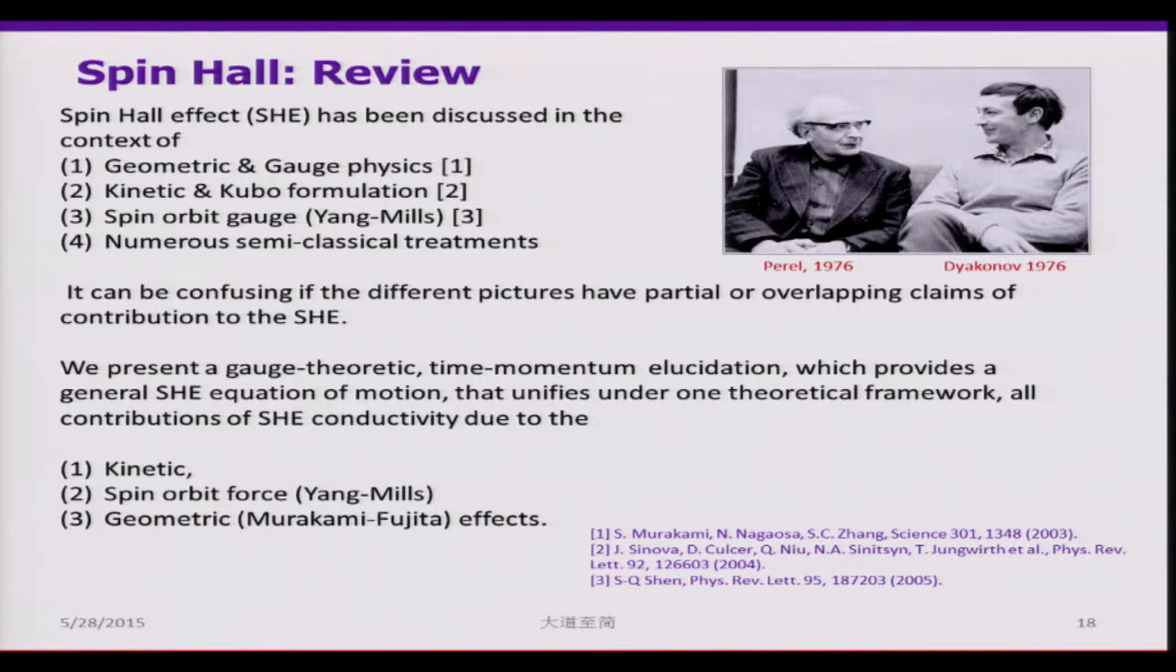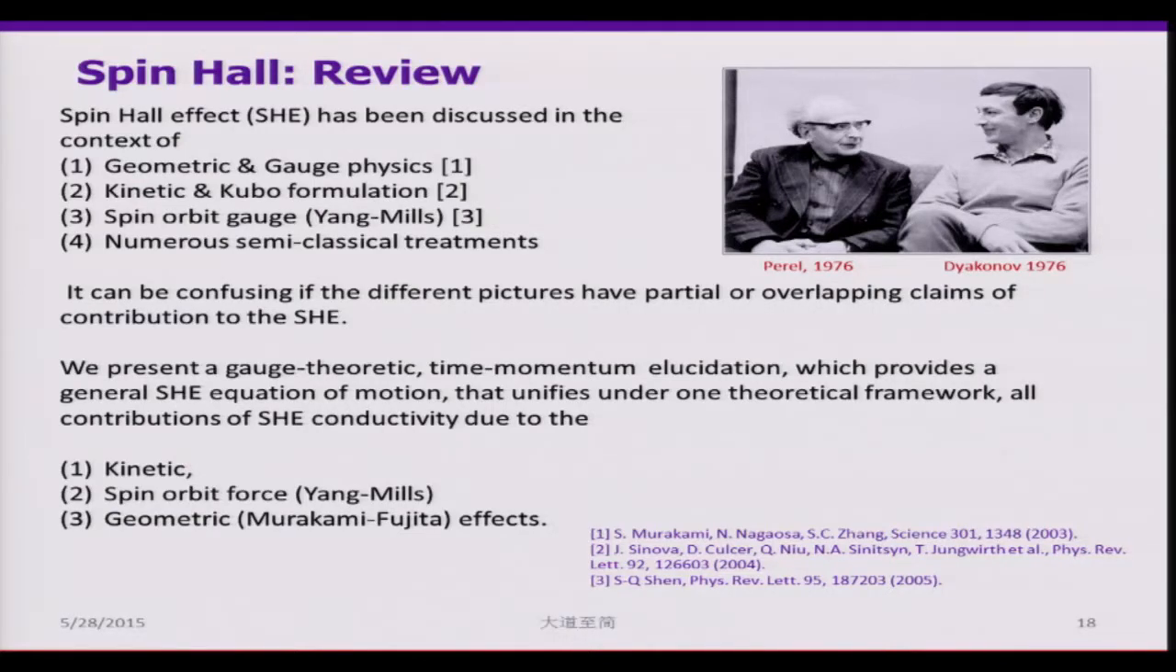And then also, there are people who use the Kubo formalism to do it. And then there's number 3. There are people who use the spin-orbit gauge, and there are also many other semi-classical treatments. There are many ways to do this. But just very quickly, spin Hall was actually first found by Diakonov, the Soviet era scientist, in the year 1971.